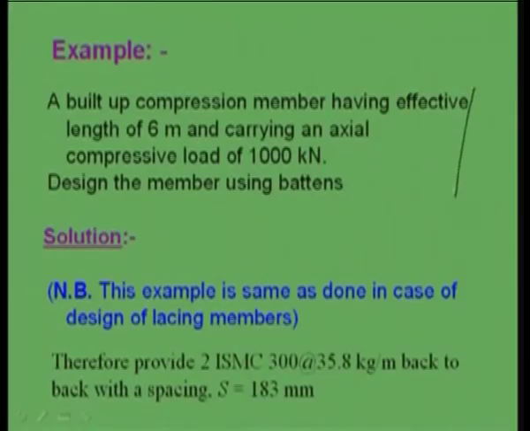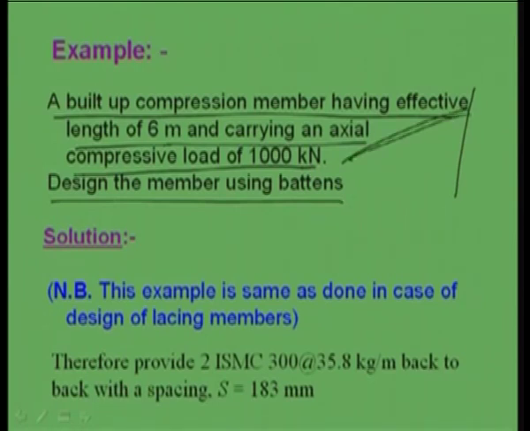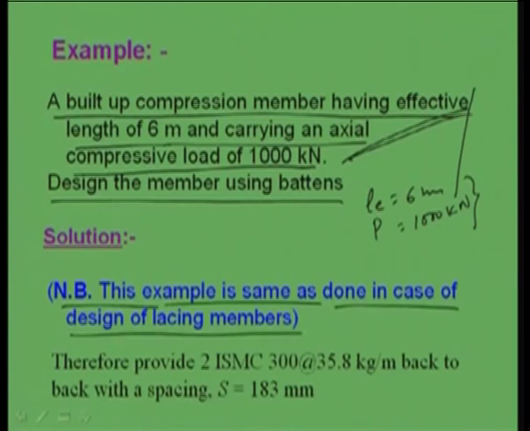Now, we will go through one example through which we will be able to clear how to design batten plates. This example has been worked out in the previous lecture: a built-up compression member having an effective length of 6 meter and carrying an axial compressive load of 1000 kilonewton. Design the member using battens. In the last worked example, we did the same thing using lacing plates. So, here the effective length is 6 meter and the compressive load carried by the member is 1000 kilonewton. This example is the same as the one done for the design of the lacing member. So, we will do the same thing for the batten member.